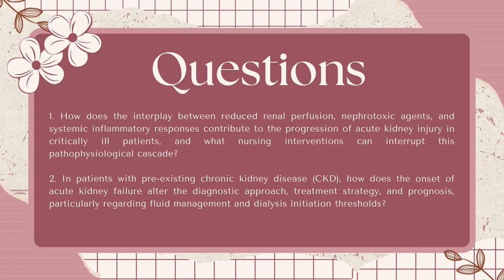Now, the questions that I have for you guys. Let's start off with 1. How does the interplay between reduced renal perfusion, nephrotoxic agents, and systemic inflammatory responses contribute to the progression of acute kidney injury in critically ill patients? And what nursing interventions can interrupt this pathophysiological cascade?